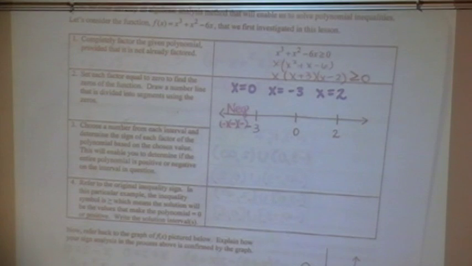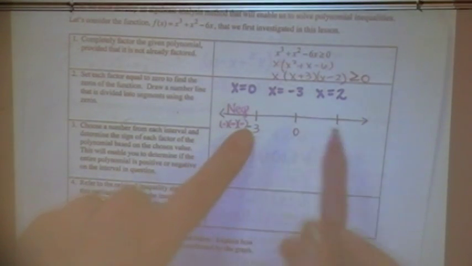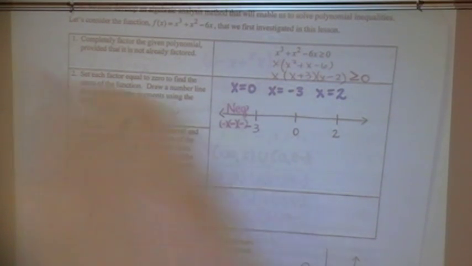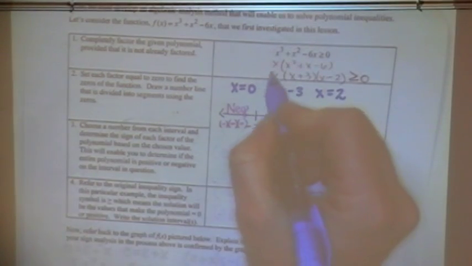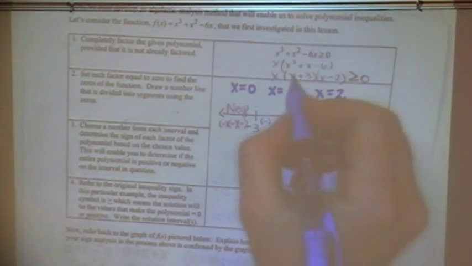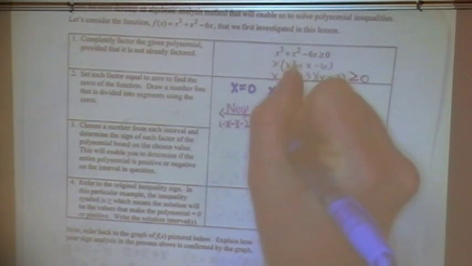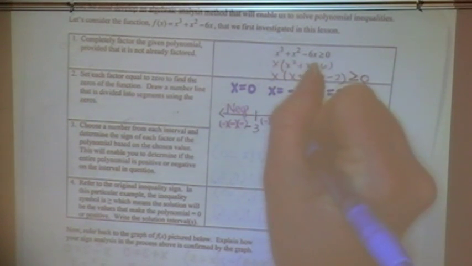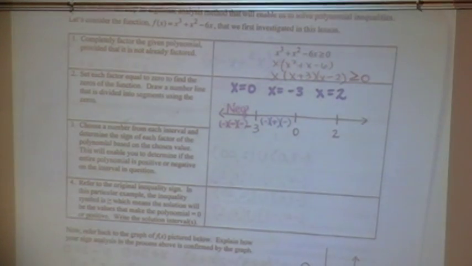Alright, now I'm going to do it again, but this time I'm going to use a number between -3 and 0. Let's just say -1. So if I plug a -1 right here for x, that piece is negative. If I plug -1 right here, -1 plus 3, that piece would come out to be positive. If I plug a -1 in this last piece, it would be negative. Well, a negative and a positive and a negative. 2 negatives makes a positive, and I already have a positive. This entire region comes out to be positive.